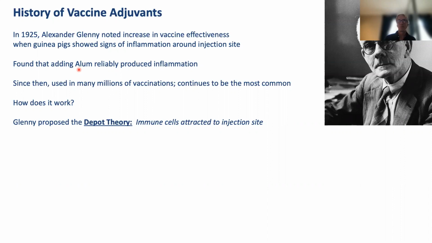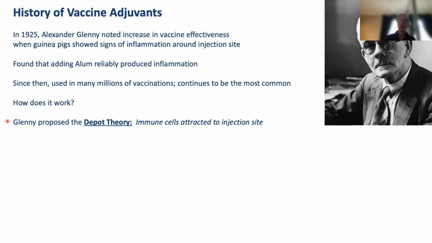The problem is we don't know how it works. We don't know why it works. And Glenny himself, back in 1925, just kind of poking these animals and seeing what happened, proposed something called the depot theory, which is that the aluminum salt creates inflammation at the injection site, attracts immune cells to the injection site, and therefore they take up the information. And he didn't really say much about lymph nodes.